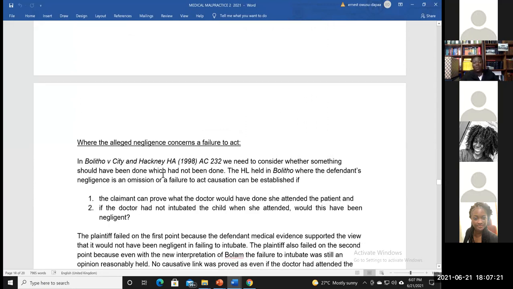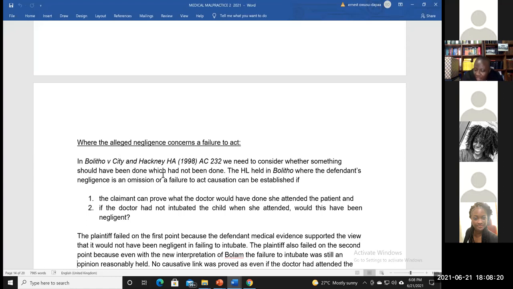Now, what about where the alleged negligence concerns a failure to act? Where the alleged negligence is not really about commission, but more or less about omission. On this, I remember very well that last semester, I asked you to read the case of Montgomery against Lancashire Health Board, that Scottish authority, which made its way to the Supreme Court, which appears to have actually endorsed the doctrine of informed consent under English medical law.